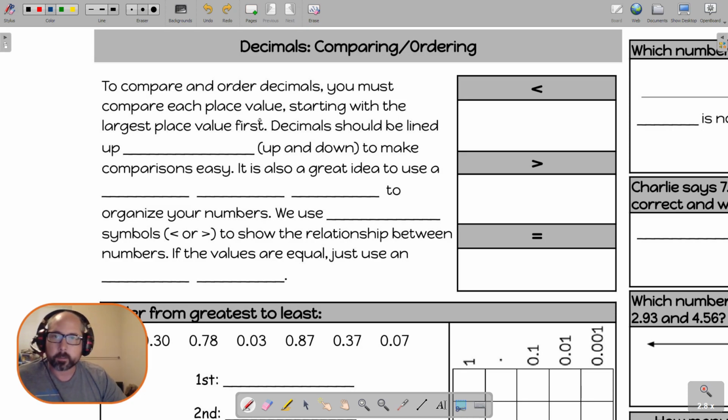It's really nothing different. Decimals should be lined up vertically, up and down, to make comparisons easy. So most of the time, especially on tests, you'll see decimals written down here below where it goes horizontally on a line. You always want to line them up vertically. It's also a great idea to use a place value chart. That's not the first time that's come up in our decimal lessons.